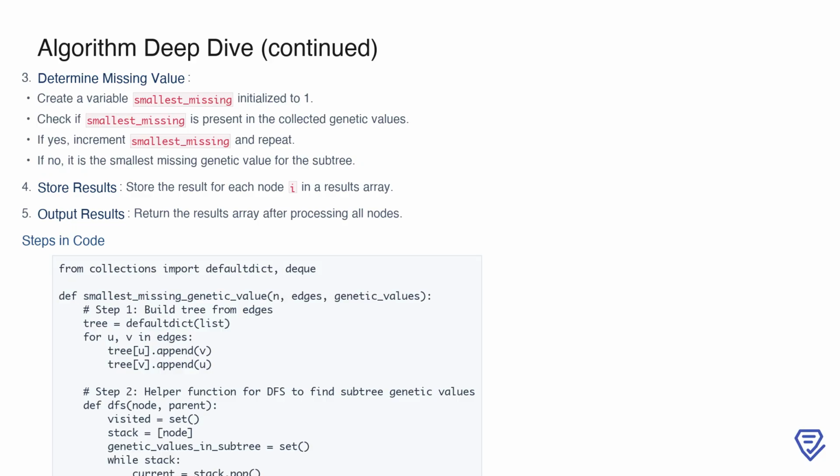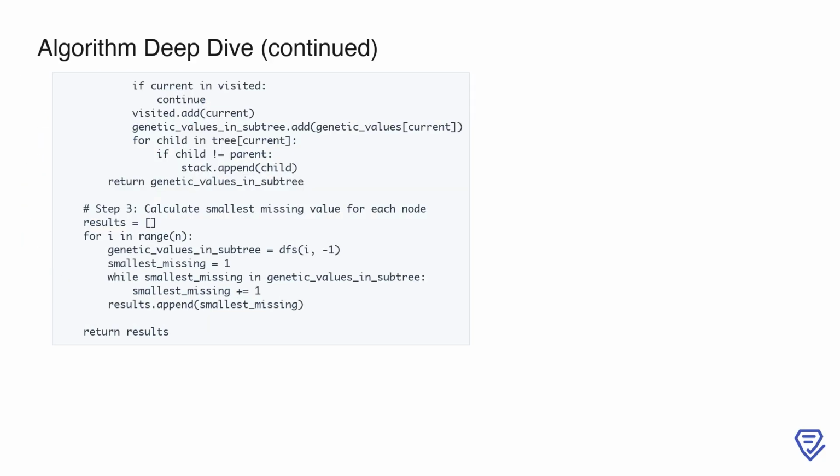Here's how these steps look in code. In the code implementation, we first build the tree using the adjacency list approach. Then, we define a helper function for DFS traversal to collect genetic values from a node subtree. This function uses a stack to simulate the recursive nature of DFS. We iterate through the nodes in the stack, keeping track of visited nodes to avoid revisits, and add their genetic values to a set.